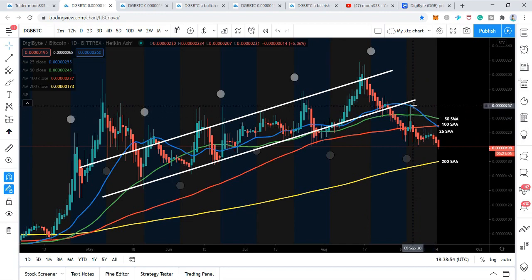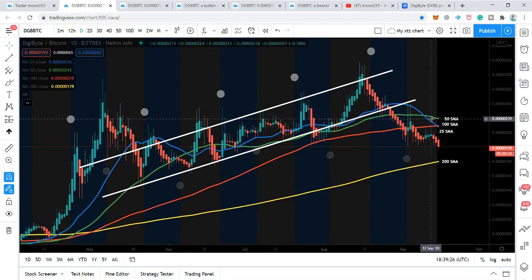For example, here we had this 25 simple moving average crossing down this 50 simple moving average, and we can see that the price action was moving down. And here the 25 simple moving average is also crossing down this 100 simple moving average, and the price action is moving more down. And now this 50 simple moving average is also turning down, and soon we can expect that it will also cross down this 100 simple moving average that can produce more bearish rally.